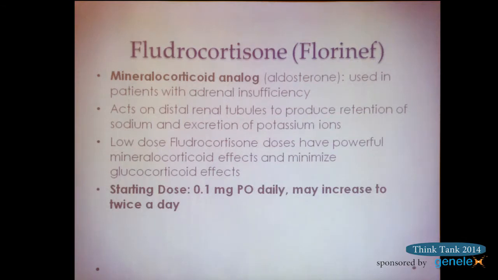We use it also in patients with adrenal insufficiency. And so it sucks back in the sodium ions and wastes potassium ions. So patients can have low potassium at higher doses of this medication. The low dose fludrocortisone doses have powerful mineralocorticoid effects, and they minimize the glucocorticoid effects. So we usually start at 0.1 milligrams PO daily, and then we can increase that to twice a day. I don't really go beyond this dosing schedule.